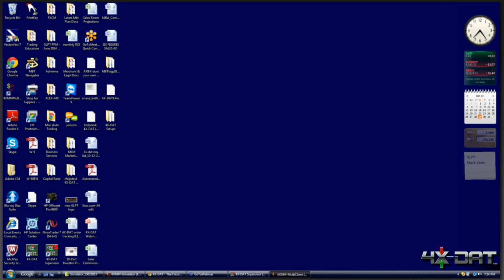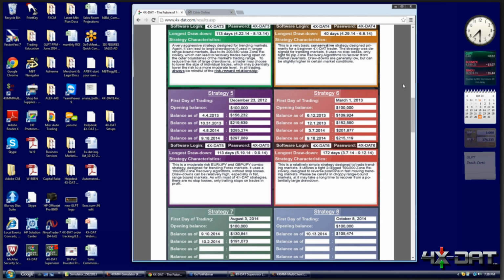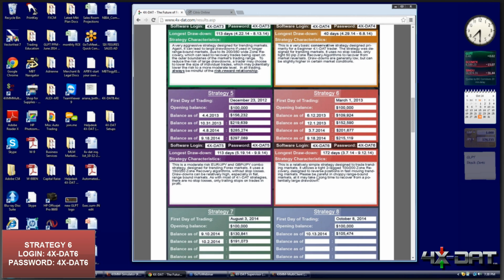Number 6. Again, zone recovery strategy, very simple strategy, designed for trending markets. However, because of the way the zone recovery is set up, the market really needs to trend for this to perform well. When the market trends, it makes a lot of money. When the market doesn't trend, you're waiting for those times when the market does trend.